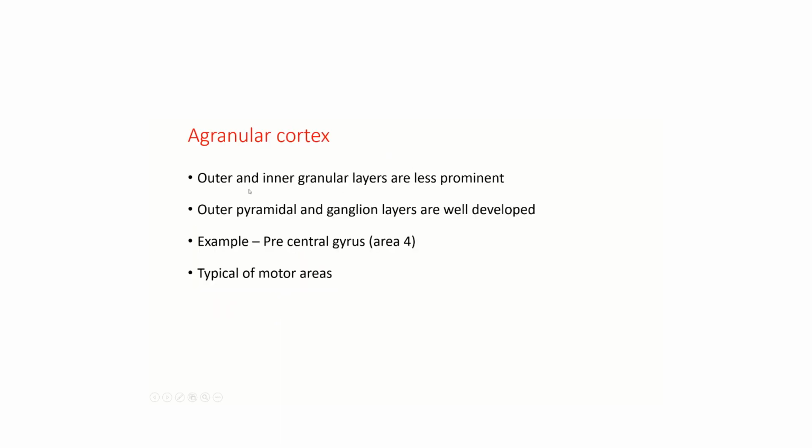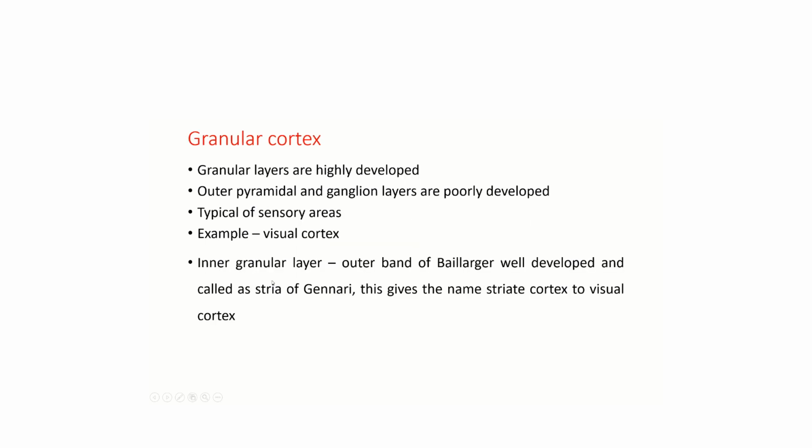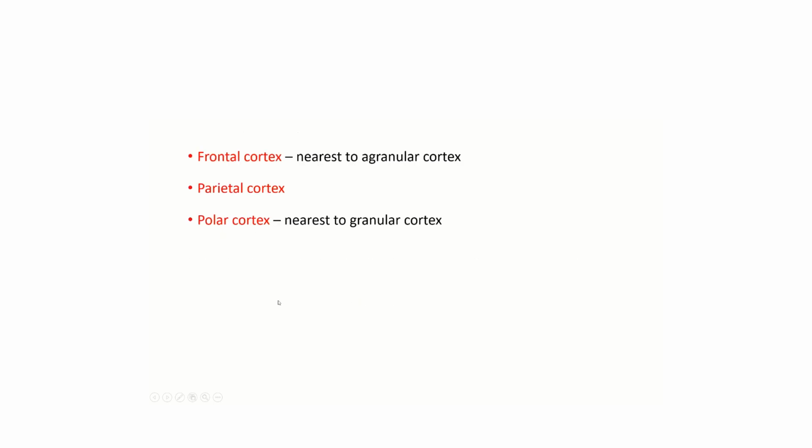So let us see. Agranular cortex: outer and inner granular layers are less prominent, whereas outer pyramidal and ganglion layers are well developed. Example, precentral gyrus, area number 4, primary motor area. So typical of motor areas. Granular cortex: granular layers are highly developed. Outer pyramidal and ganglion layers are poorly developed. Typical of sensory areas. Example, visual cortex. Inner granular layer is having outer band of Baillarger well developed and called the stria of Gennari. This gives the name striate cortex to visual cortex.